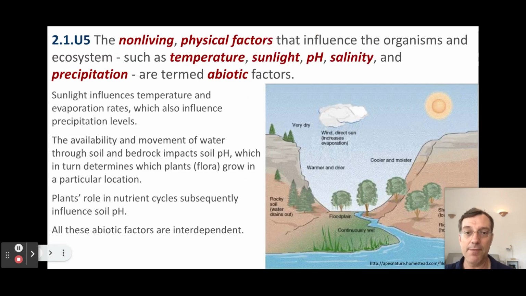Here are your abiotic factors that influence the ecological niche of organisms. Sunlight, temperature, pH, salinity levels, precipitation. These are all of the non-living components of an ecosystem.